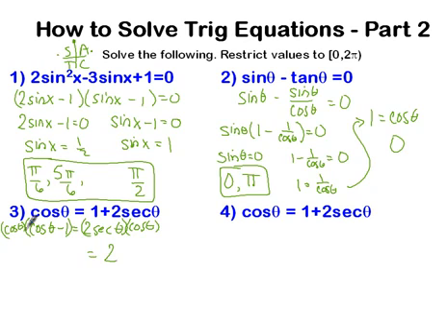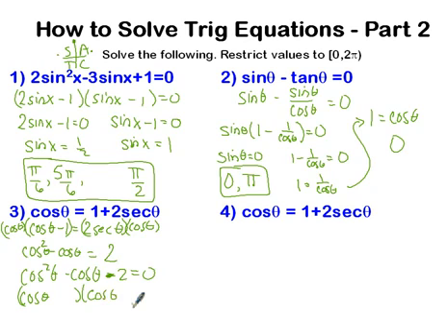And if I distribute the cosine on the left, I'm going to get a cosine squared minus a cosine theta equals 2. And let's solve this for 0. So we're going to move the 2 to the other side. I'm going to get cosine squared theta minus cosine theta minus 2 equals 0. And this is similar to problem number 1. We can factor this now. Where it's cosine theta times cosine theta equals 0, and 2 numbers that multiply to give me negative 2 and add up to negative 1. That's going to be a negative 2 and a positive 1.